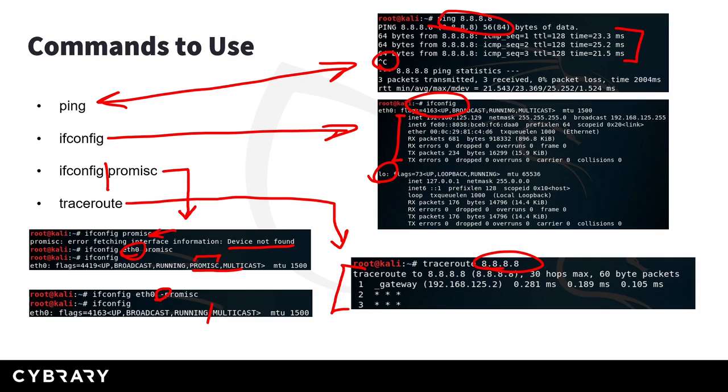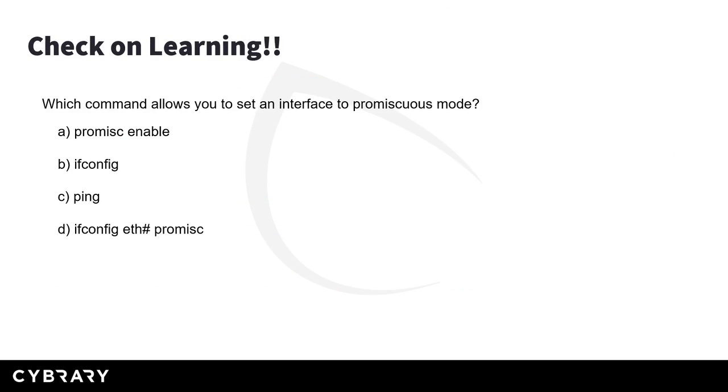So with those things in mind, let's do a quick check on learning. Which command allows you to set an interface to promiscuous mode?